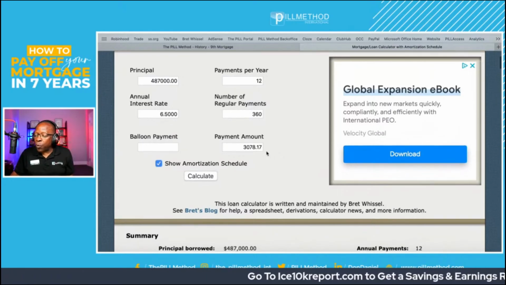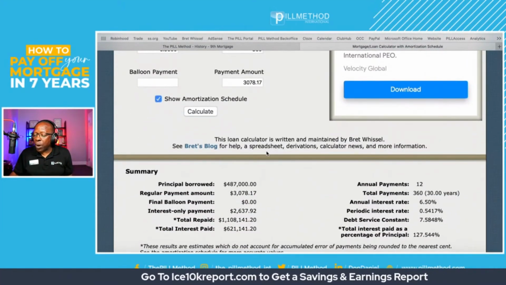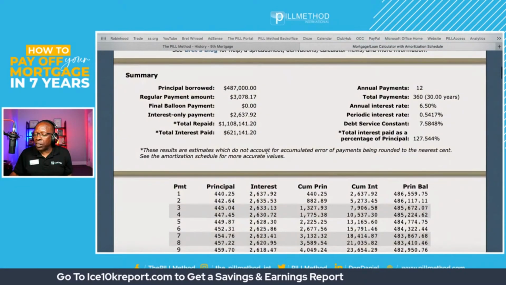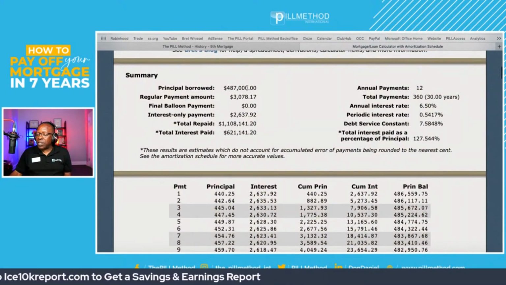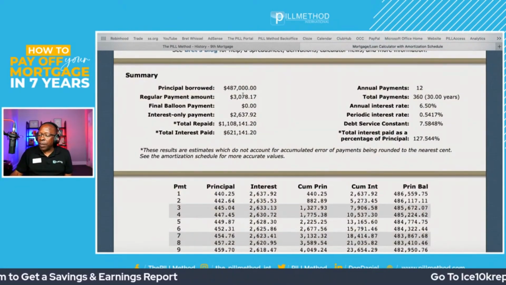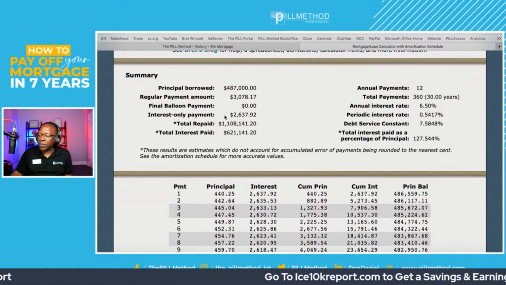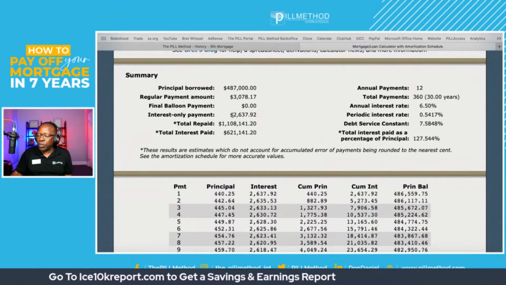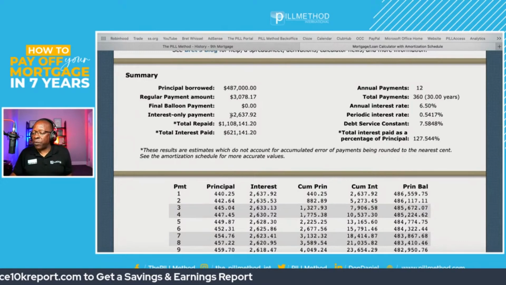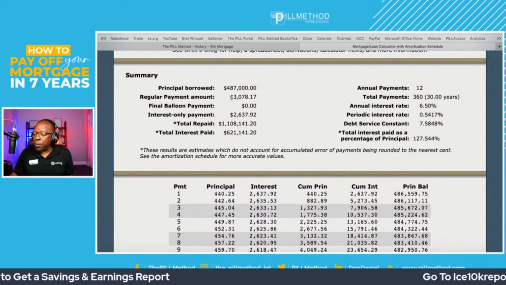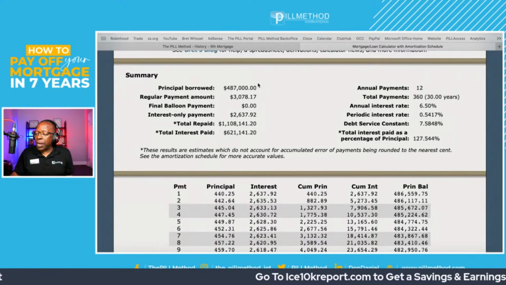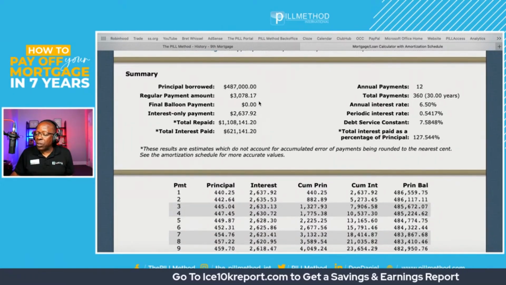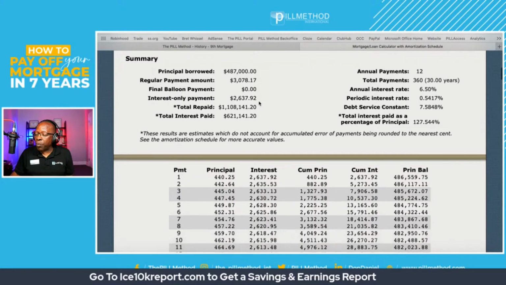So now when we take a look at the program, it was saying, I need you to go down and take a look at the summary. 487,000. Okay. Our interest only payment is 2,637.92. That's just the interest part. Okay. And I put the interest part in by itself. I'm sorry, folks. That was my mistake. So $3,078.17. All right. And then when we take a look at it, look at our principal payment.